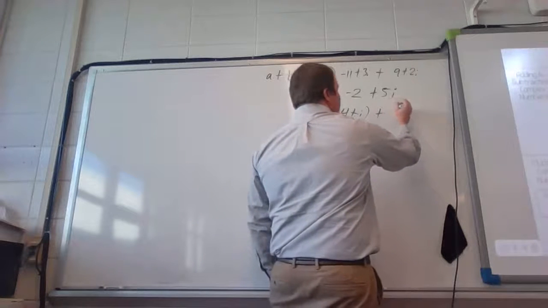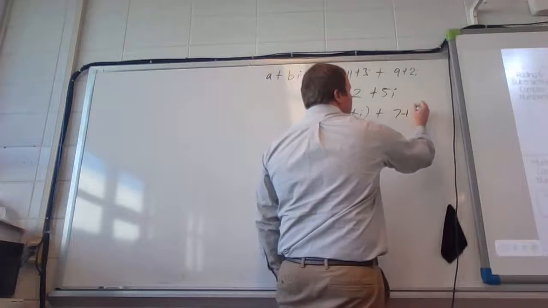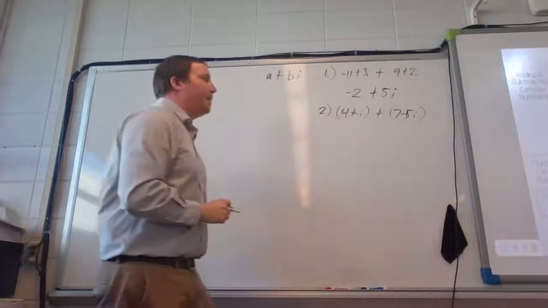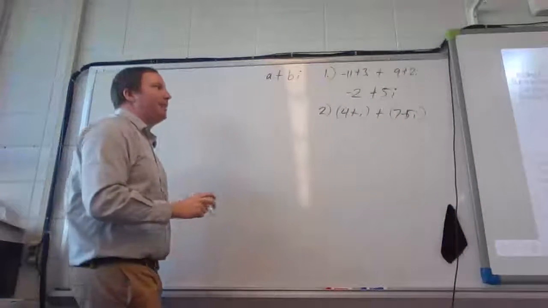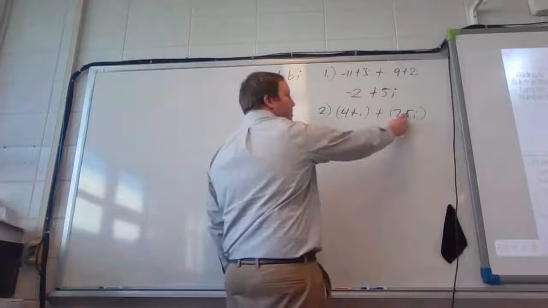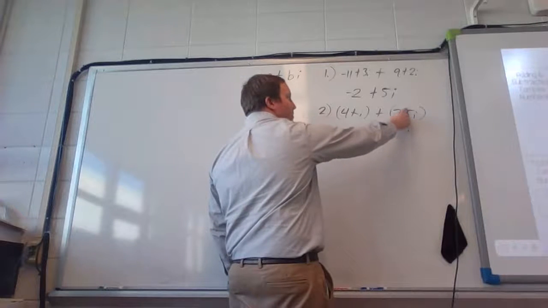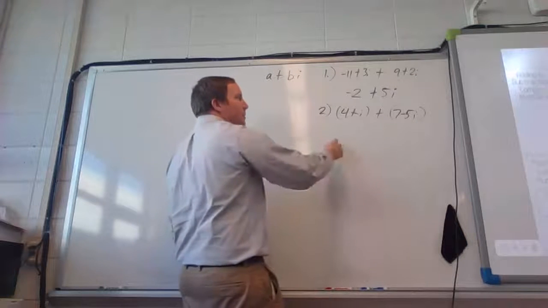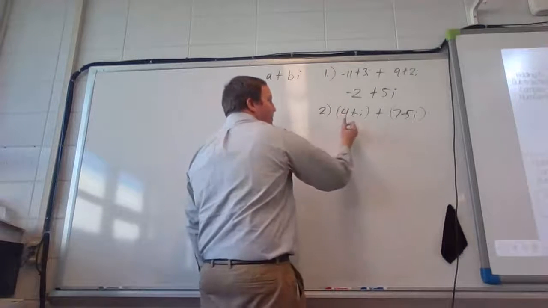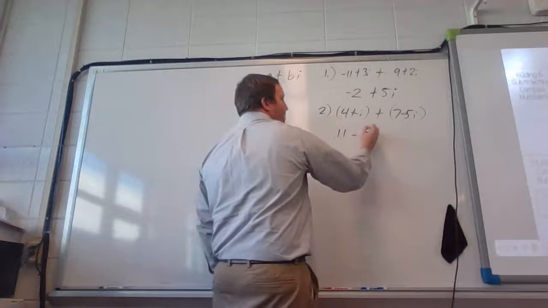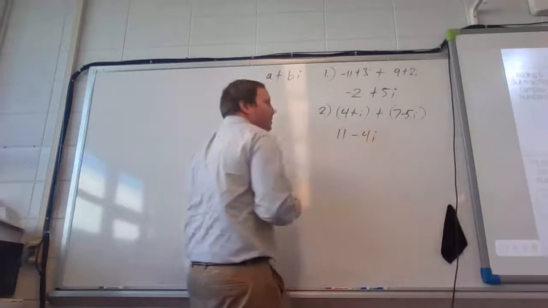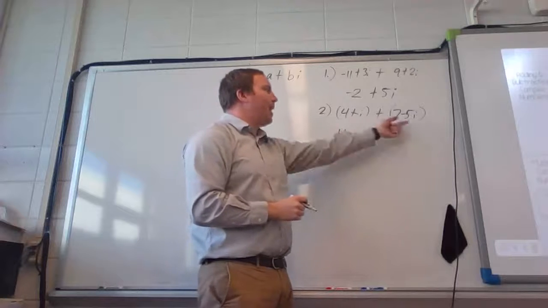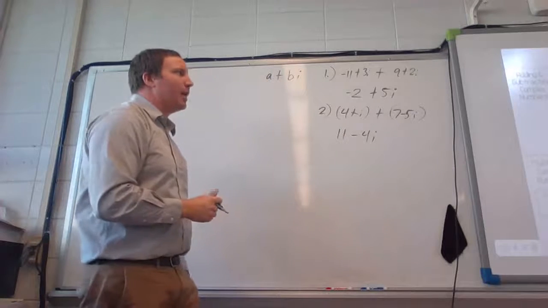So number 2, we have 4 plus i plus 7 minus 5i. What is our answer going to be? 12 minus 1. 12. Close. 11. 11. Nice. Yes, so combine your 4 and your 7, gets you 11. i minus 5i gets you negative 4i.